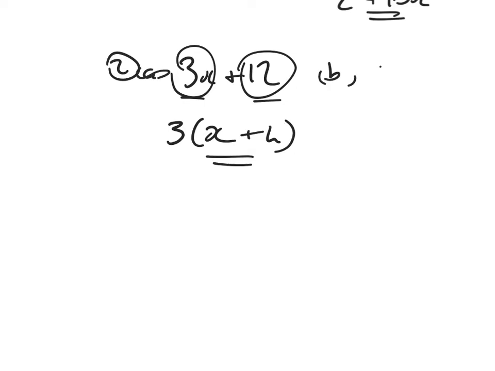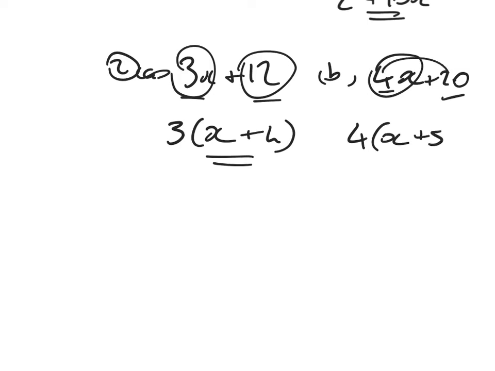Part B, 4x plus 20. Well, from 4 and 20 I can take 4. So 4 times what gives me 4x, that's x. And 4 times what gives me 20, that's 5. 4 bracket x plus 5.